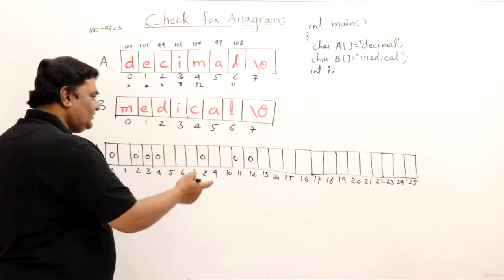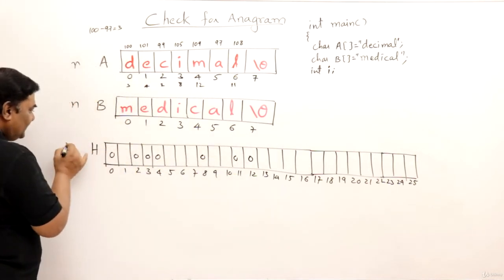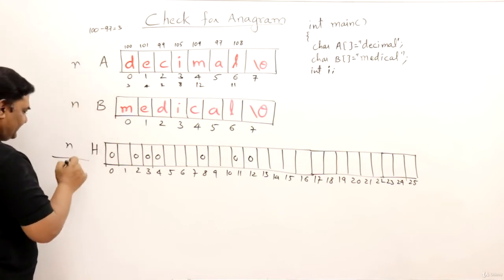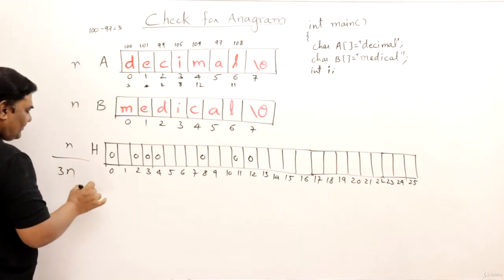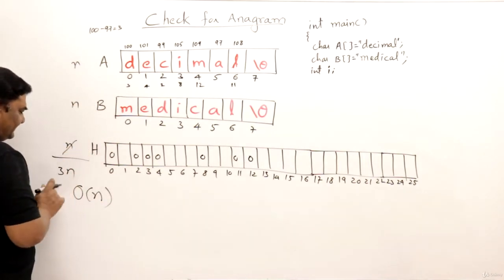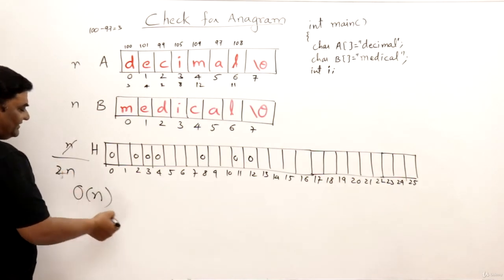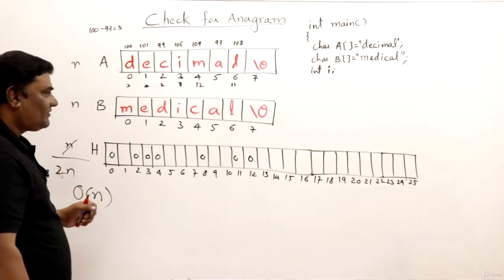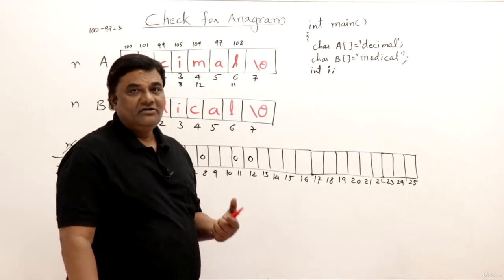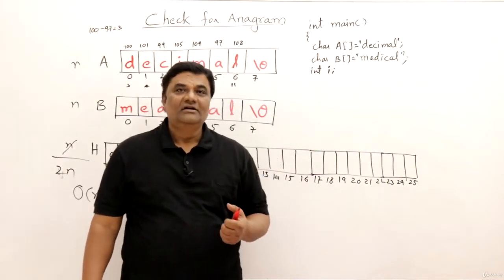So accessing this table takes no time because we are not scanning through this entire table, right? So we don't have to include its time. If at all you include also, then this will be n plus n plus n. This is 3n and it is order of n. Basically, we are not accessing this, so it is only 2n. So 2n is also big O of n or order of n. So the time is order of n, right?